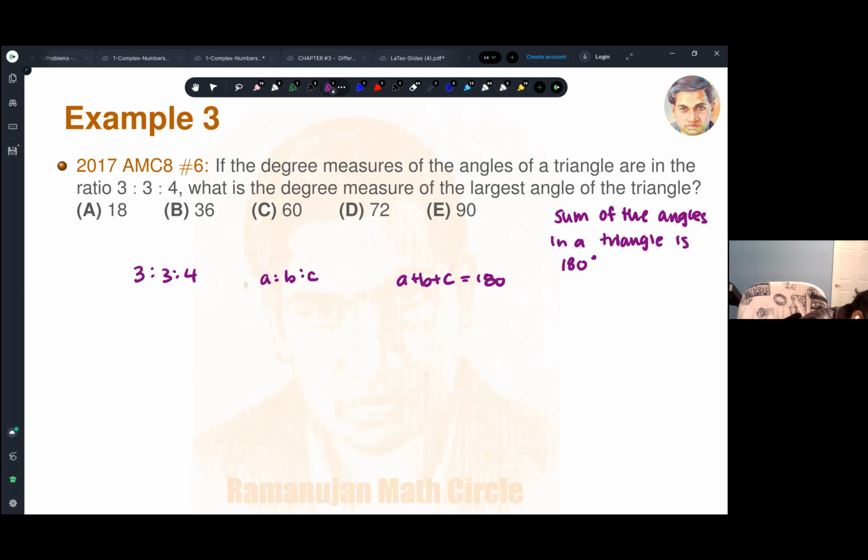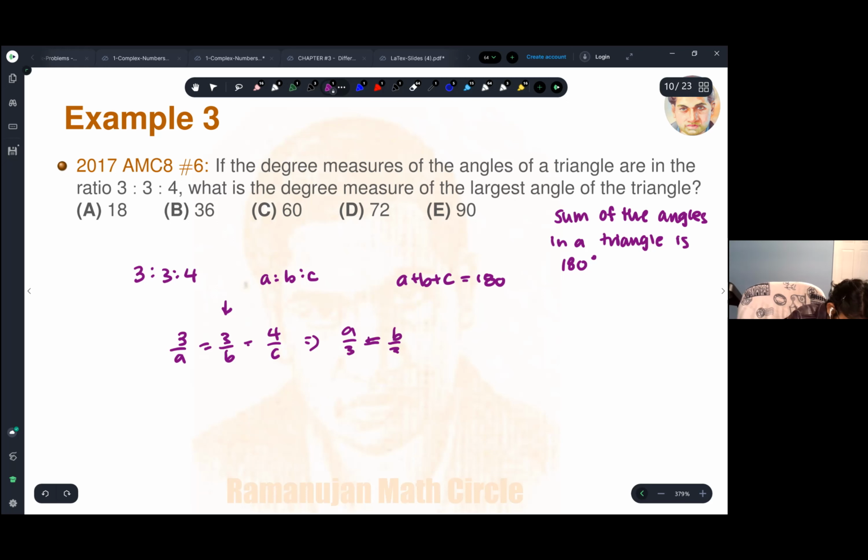What this means is you can write this out as 3 over A is equal to 3 over B is equal to 4 over C. Okay. So this can also be written as A over 3 is equal to B over 3, right? Is equal to C over 4. I'm going to set this equal to K.